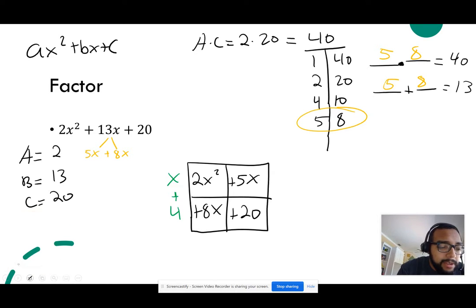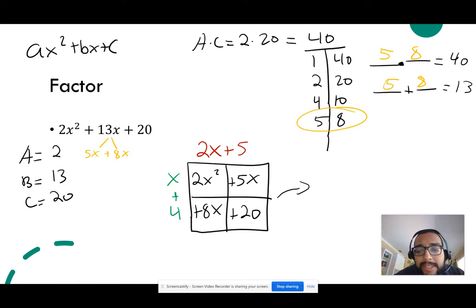They both can take out a 2, and they both have an x with them. So I can take out a 2x here. And then my second column, 5x and 20, they're both multiples of 5. And that's actually it because the 20 does not have an x associated with it.